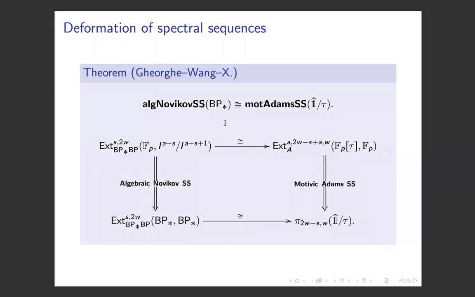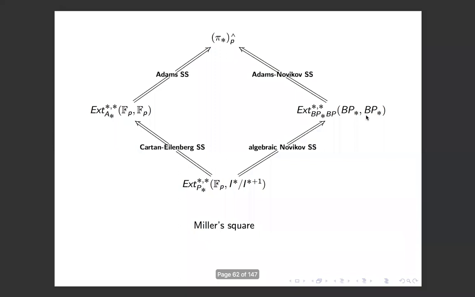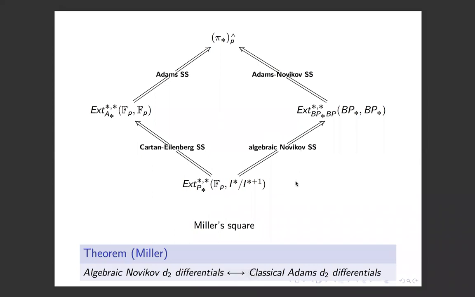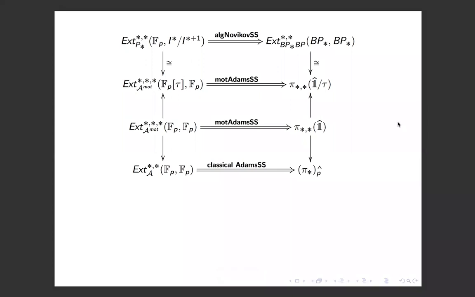So right now, let me explain why this isomorphism of spectral sequences is very helpful in computing stable stems. Well, earlier on I mentioned that in the Miller square, the lower two spectral sequences are purely algebraic, the upper two are much harder to compute their differentials. And Miller has this technique that can deduce algebraic Adams d2 differentials in here from purely algebraic data. So now through the motivic world, we can reprove this and actually generalize this result. And here is how it goes.